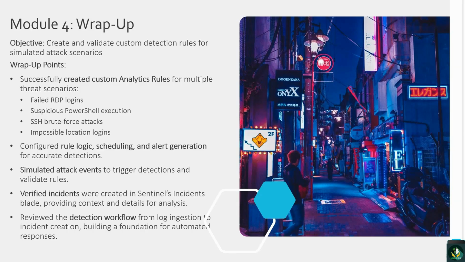This lays the groundwork for the next step, Module 5, where we will implement automation using playbooks to respond to these detections automatically. Great work! With our detection rules in place, we are now ready to explore automated response and streamline our SOC workflow in the next module.